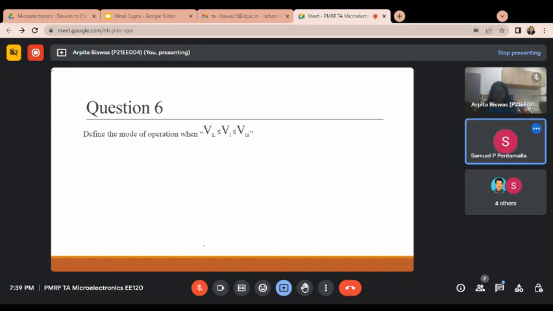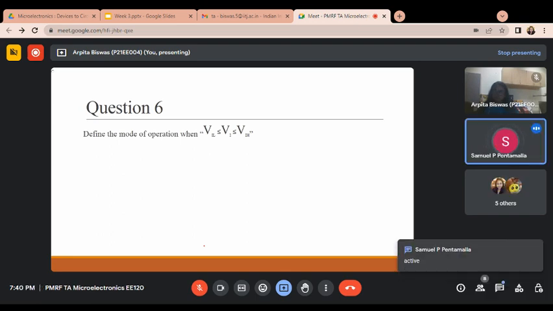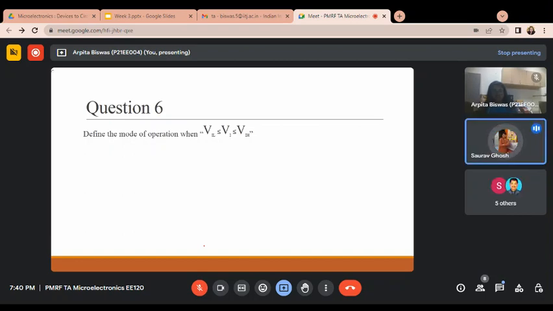Okay. Someone is telling cutoff. One of them is saturation. Kavya, what is the region here? Saturation, cutoff, or active? Active, ma'am. Okay. Anyone else? Yes, madam. V input greater than VIL and less than VIH. Yes, madam, active region of operation. Yes. Now see.